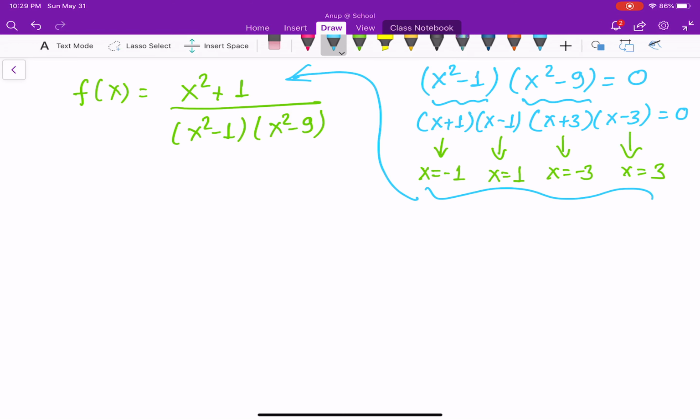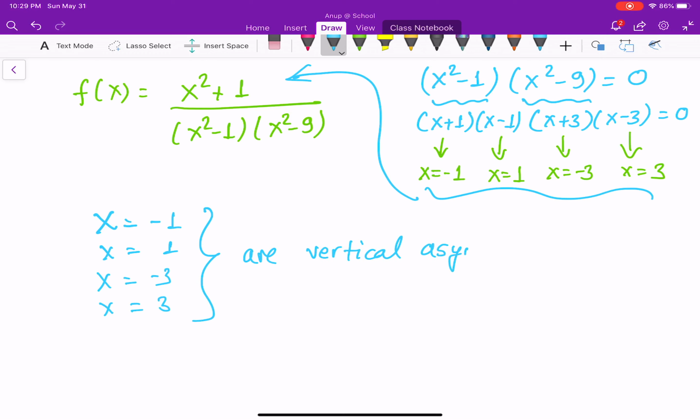Negative 1 squared is positive 1, so 1 plus 1 would be 2. Plug in 1, you will not get 0. So in this case also, the numerator and denominator do not have any real zero in common. So we have x equal to minus 1, x equal to 1, x equal to minus 3, and x equal to 3. All of these are vertical asymptotes of the given function f of x.